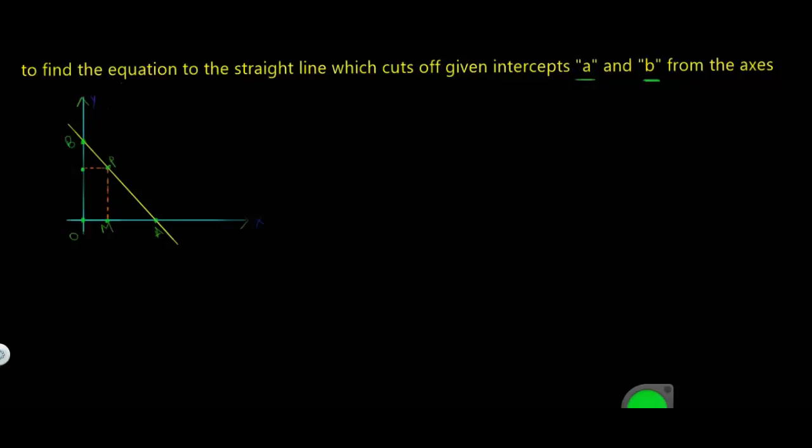To find the equation to the straight line which cuts off given intercepts a and b from the axis, so let me draw. This is A and this is B, the length I'm talking about. So we have to find out the equation to this straight line AB, and it goes on to infinity. This is the straight line which cuts off given intercepts a and b from the axis. So we have to find the equation of this line.